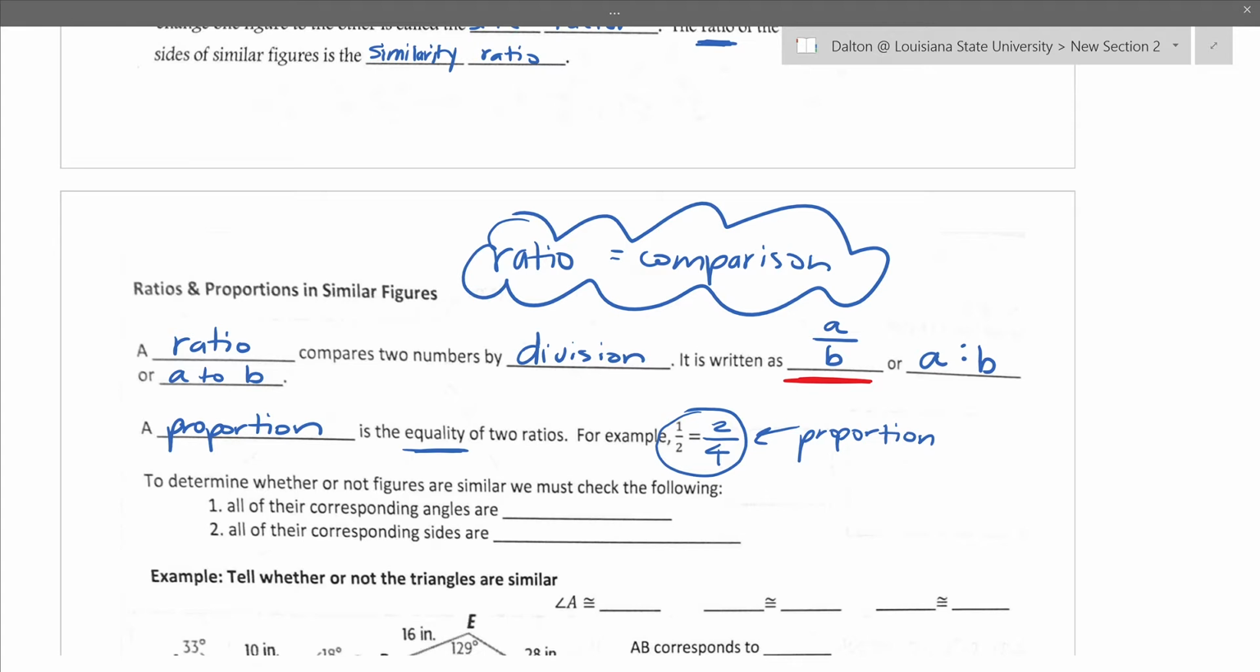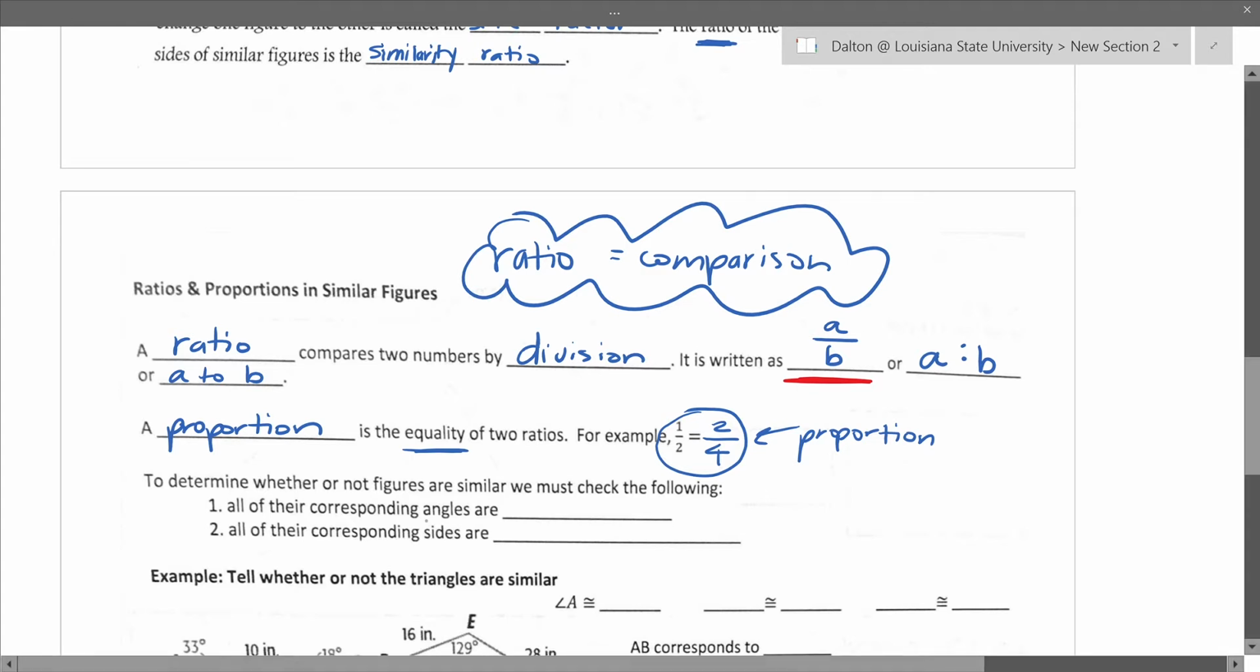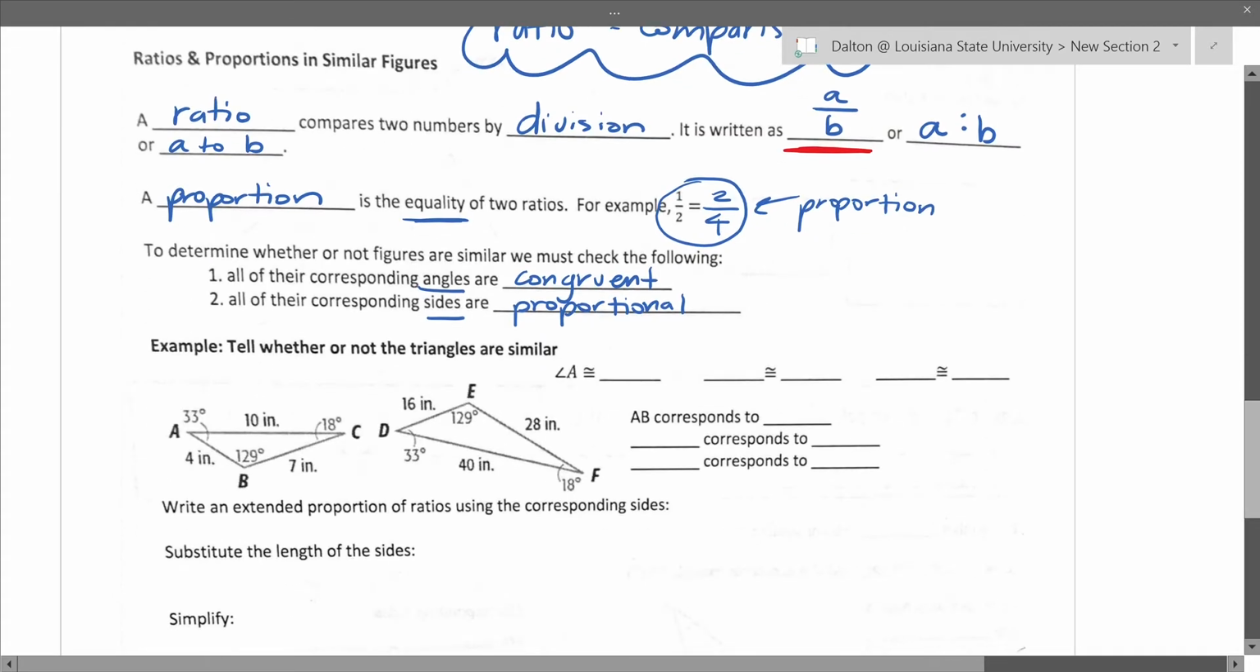So what we're going to do is determine whether or not figures are similar. We've got to check the following things. 1, all of their corresponding angles are congruent. 2, all of their corresponding sides are proportional. All of their corresponding angles must be congruent, and all of their corresponding sides must be proportional. So let's do some examples. It says, tell whether or not the triangles are similar. So we need to check things.